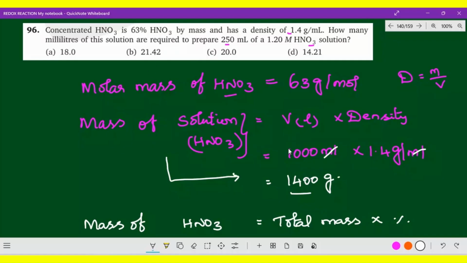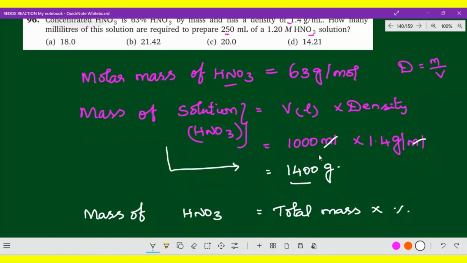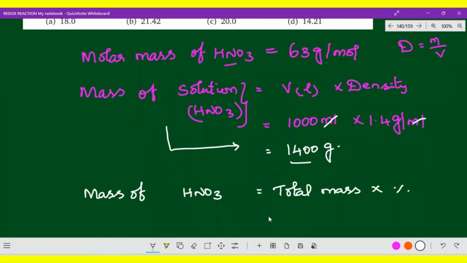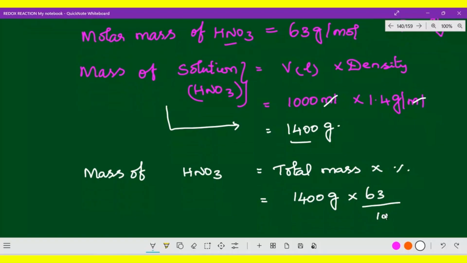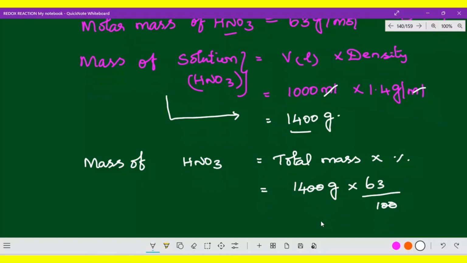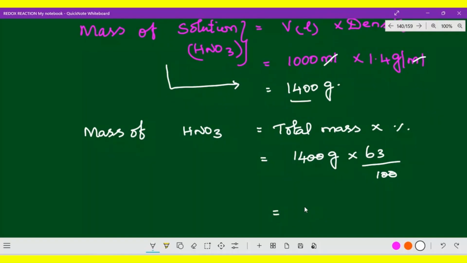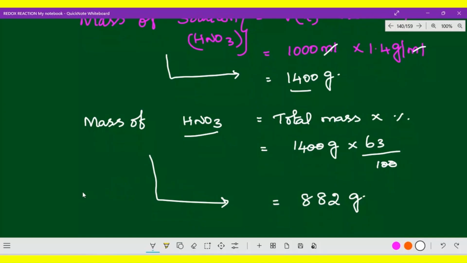They did not provide anything except the 1000 ml and the density, so taking 1000 ml is mandatory. The percentage, how much they mentioned? It is 63. Total mass is 1400. You know very well how we get 1400. Now, how to calculate it? 1400 gram into percentage 63 by 100. This and this will be cancelled. The answer you will get is around 882 gram. So the mass of the solute HNO3 you got. That is actually the given mass. Now we can identify the molarity.